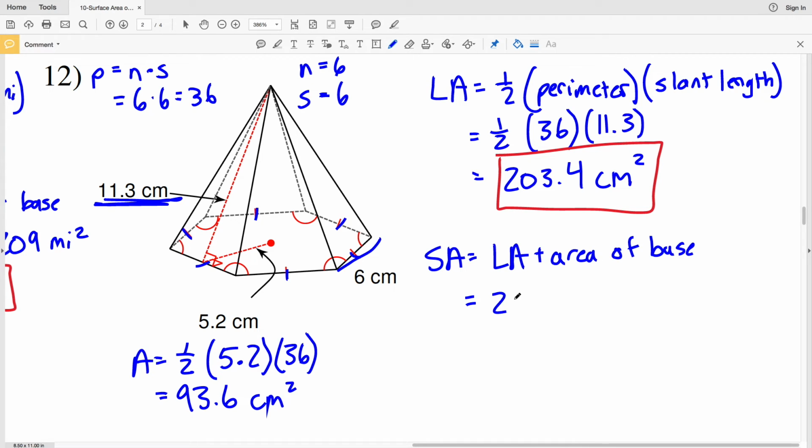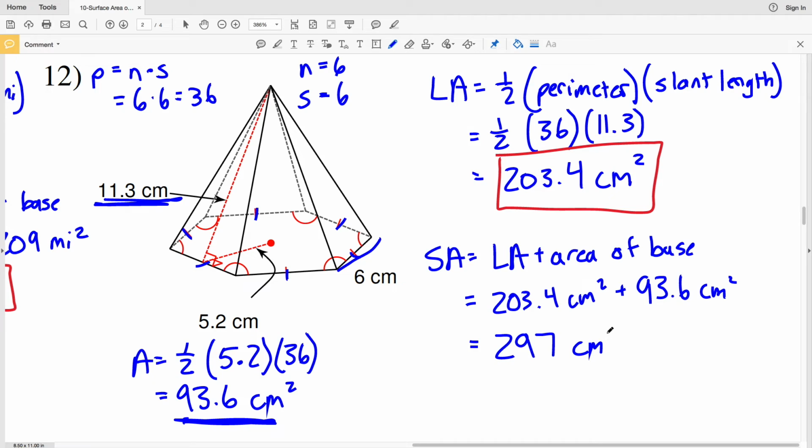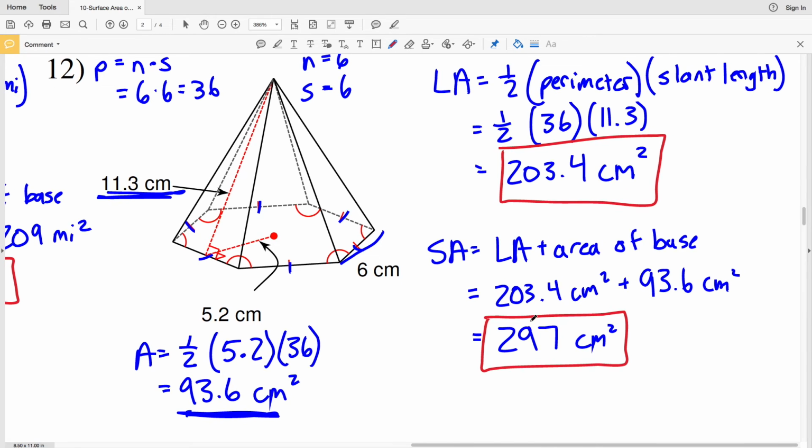So lateral area was 203.4 centimeters squared, and we're adding that to the area of the base, which was 93.6 centimeters squared. Adding those two numbers together, we'll get that the total surface area is 297 centimeters squared. So surface area in number 12 is 297 centimeters squared.